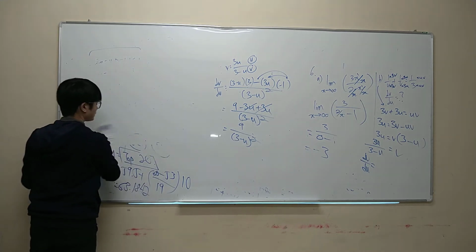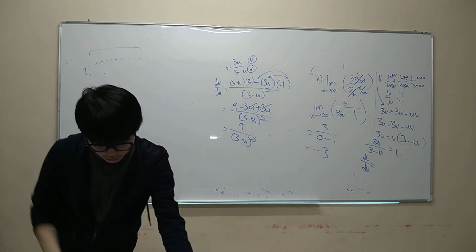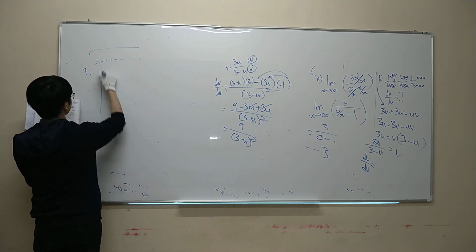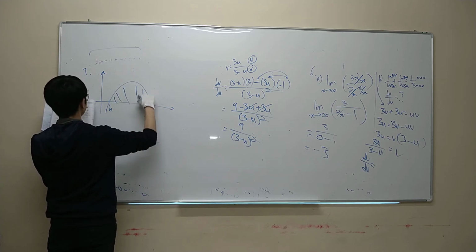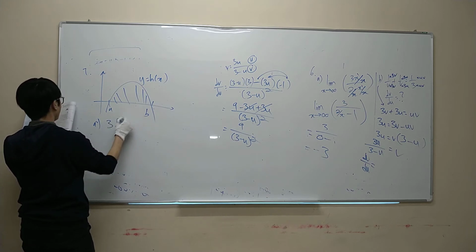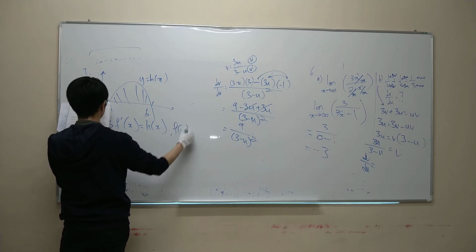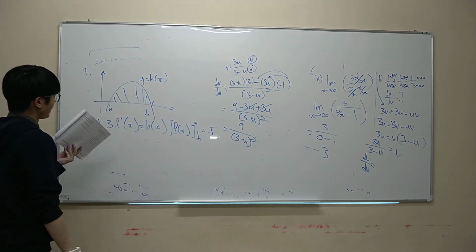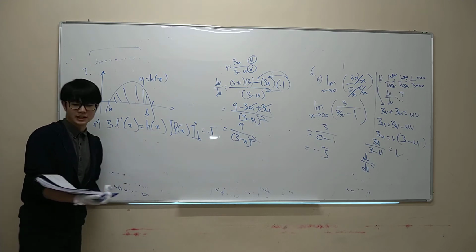Alright, and so let's go to the next question. Number 7. Diagram 7 shows a shaded region bounded by curve y equals hx and the x-axis from A to B. This is the y-axis, this is the x-axis, this is A, this is B, and this is the shaded region, and this is y equals hx. Given 3f prime x equals hx, and the integral of fx from A to B equals negative 5.